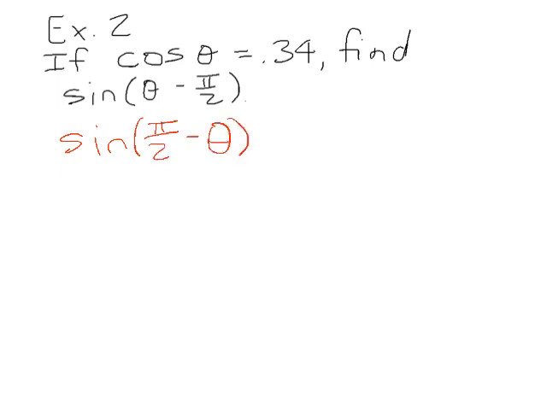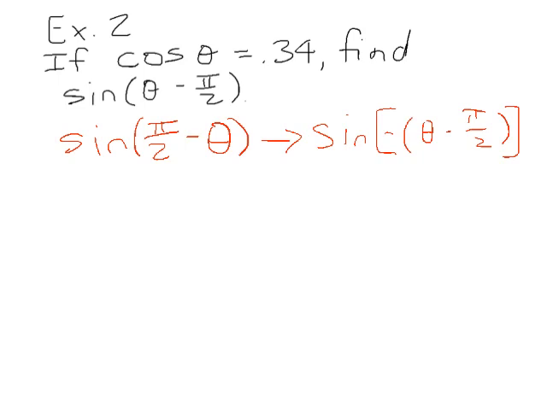Okay? And what we're going to do is manipulate this a little bit and turn it into something that matches our question. So if I look at what's going on with my question, the theta is positive and the pi over 2 is negative. So wouldn't that be the same thing as saying the negative of theta minus pi over 2?